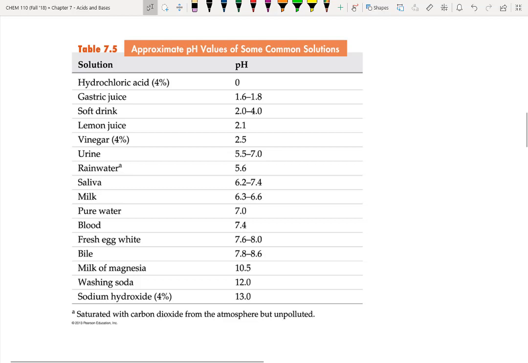So when you throw up, you get that weird, gross taste in your mouth. That's an acid. Soft drinks are also acidic. Lemon juice is also acidic. Vinegar, very acidic. Urine is actually acidic. A lot of people don't know that.